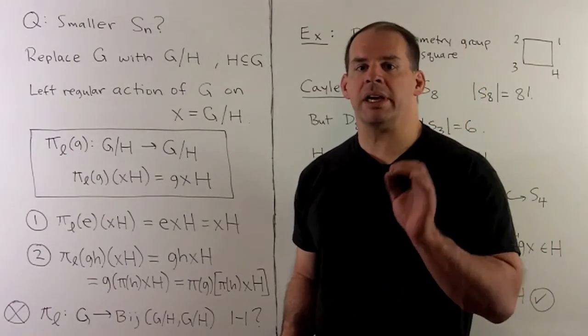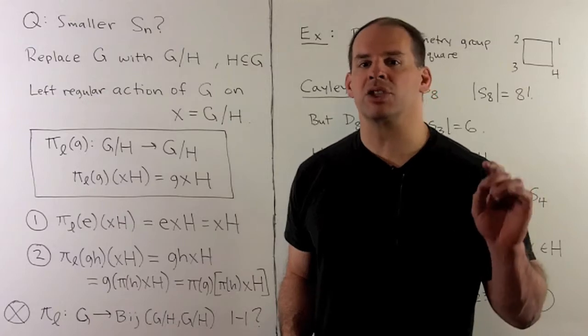Now, the question becomes, how do we adapt Cayley's theorem so that we get a smaller symmetric group?